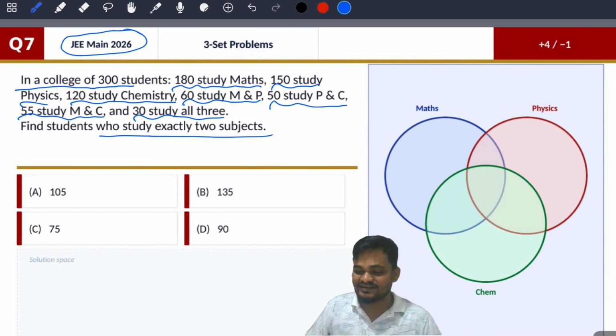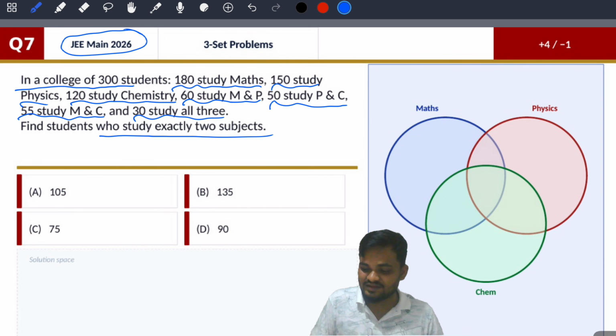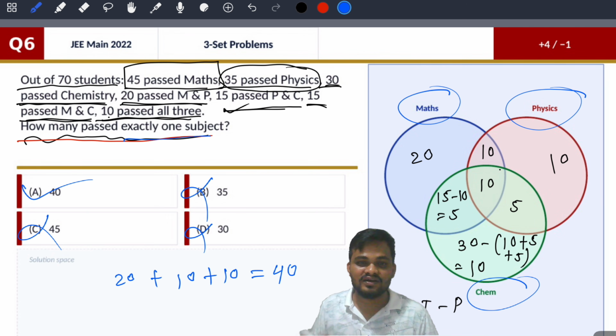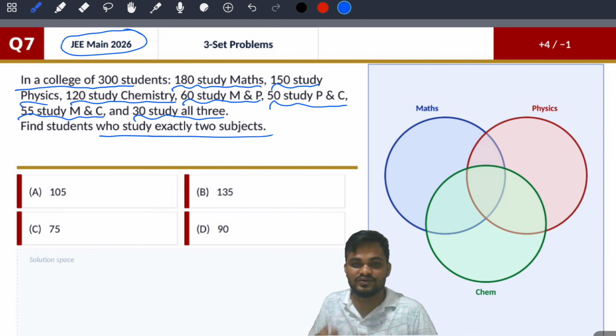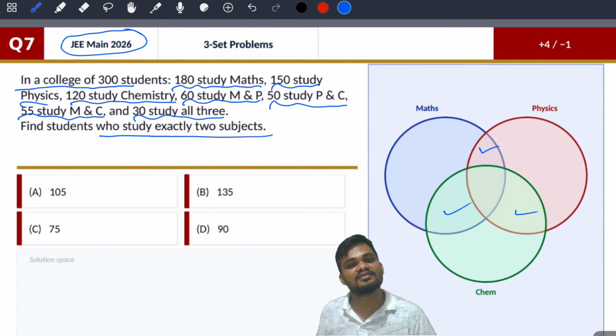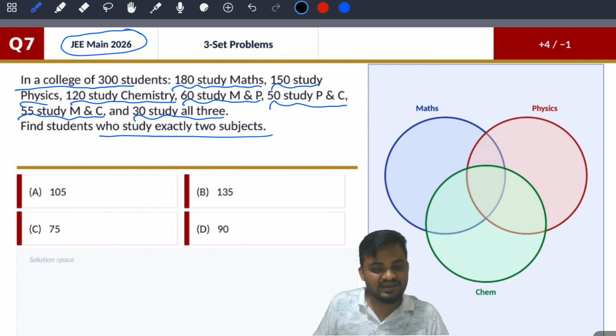We have to find who study exactly two subjects. That means exactly math and physics, exactly math and chemistry, exactly physics and chemistry. That means only math and physics plus only math and chemistry plus only physics and chemistry. In the previous question it asked exactly one, so we took only math, only physics, only chemistry. Here it is asking exactly two. That means this region plus this region plus this region. You understood how easy this is, right? Instead of using a big formula, we can solve directly. So let me solve. The trick is the same.